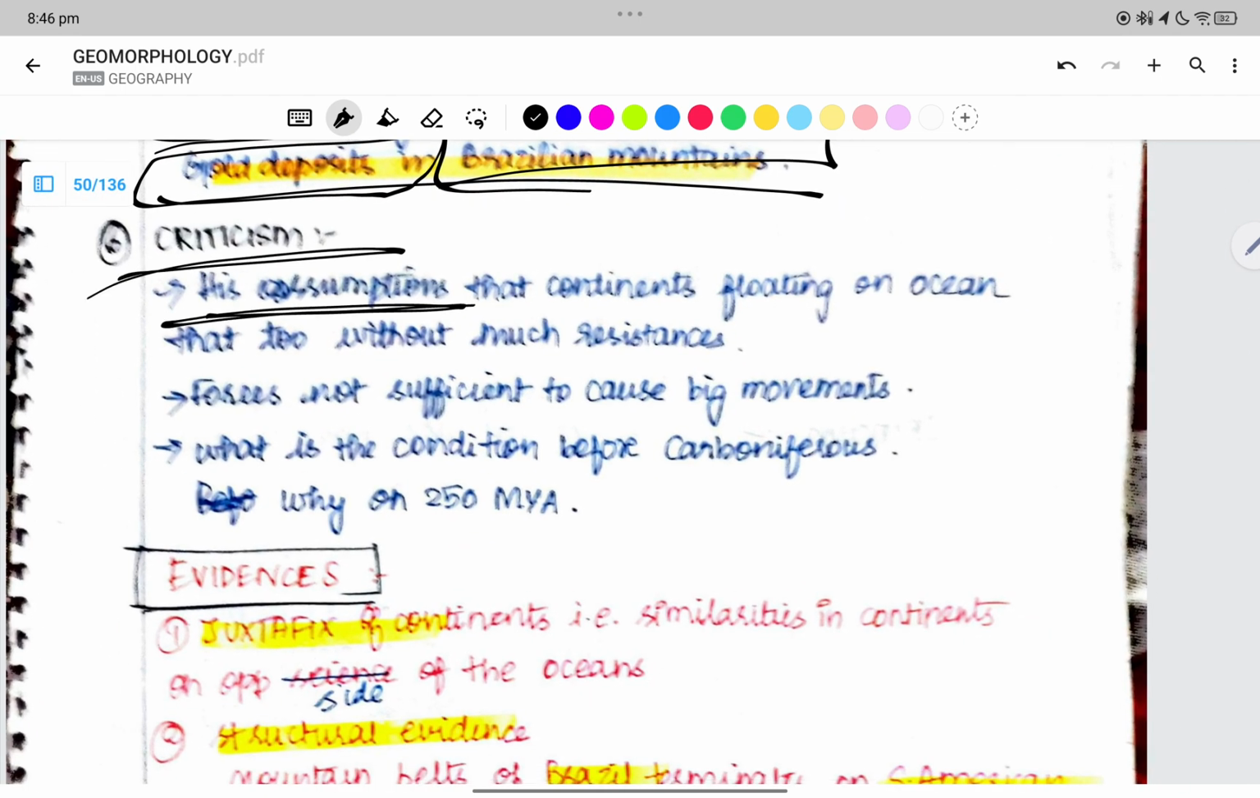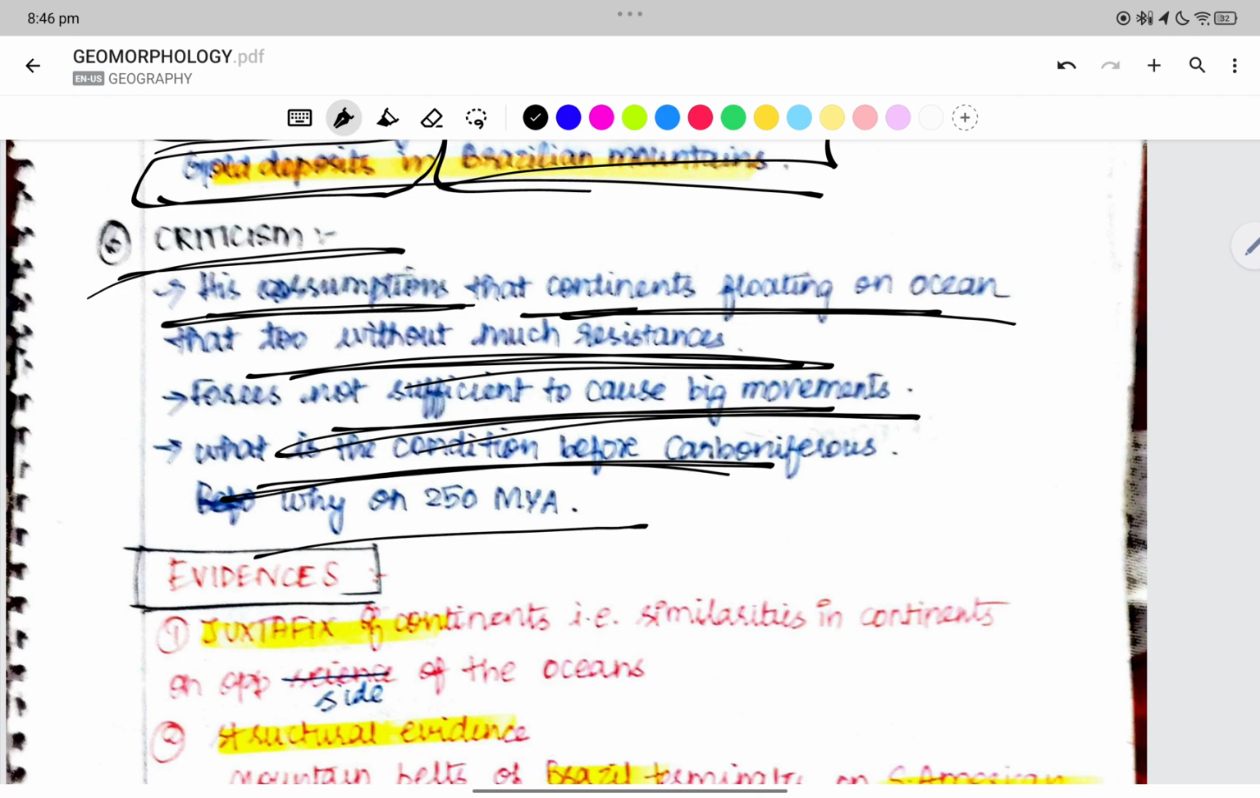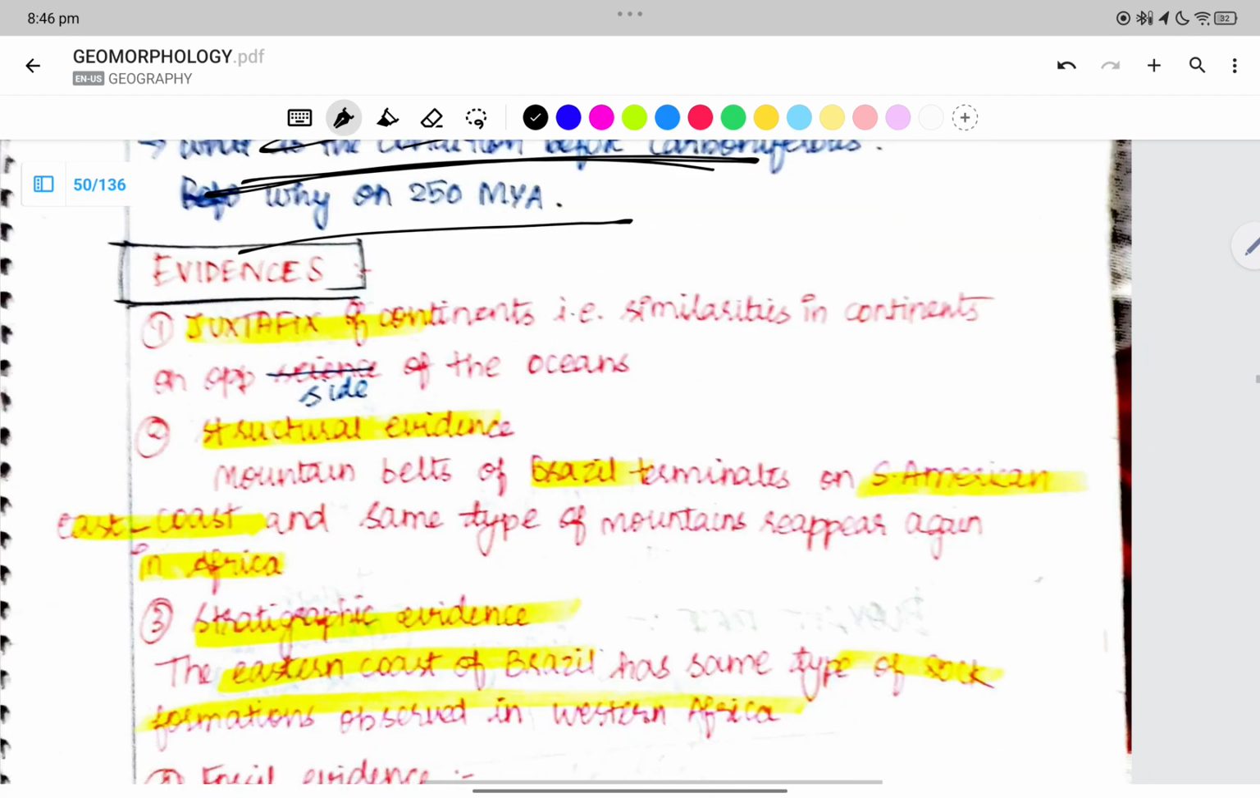Criticisms. His assumptions were that continents are floating on the ocean, that too without much resistance, and that the forces are not sufficient to cause the big movements. What was the condition before, and why was it in the Carboniferous? Now let us see in detail. Evidences. Jigsaw fit.